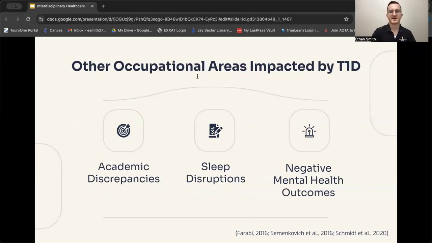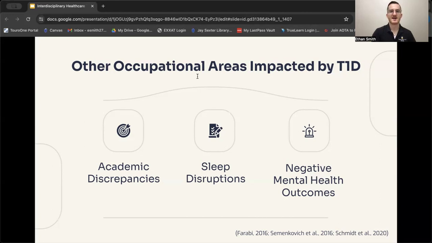Other studies have looked at the impact of type 1 diabetes on other occupational areas. A 2016 study found that participants with diabetes were found to have a lower average verbal intelligence level compared to those in the control group. Not only that, but students with T1D missed more school days than their healthier counterparts.